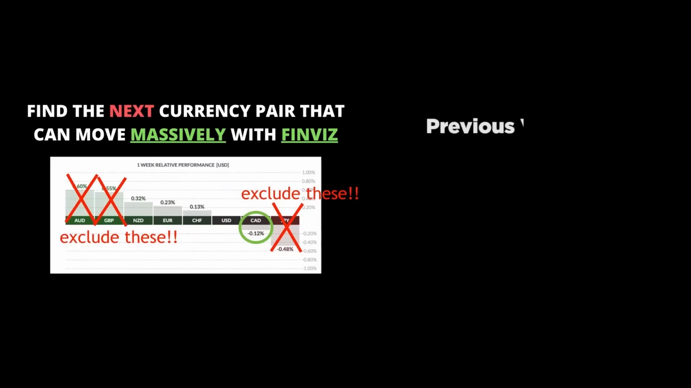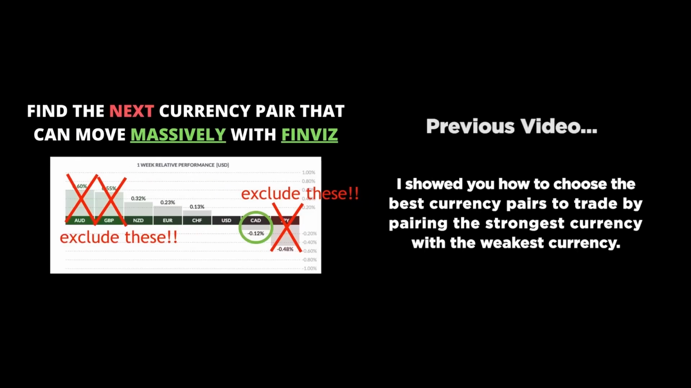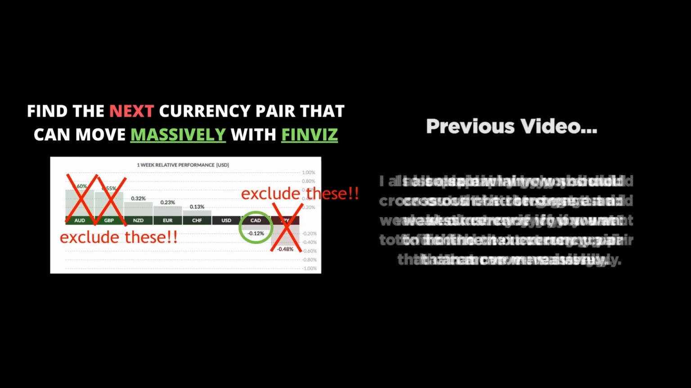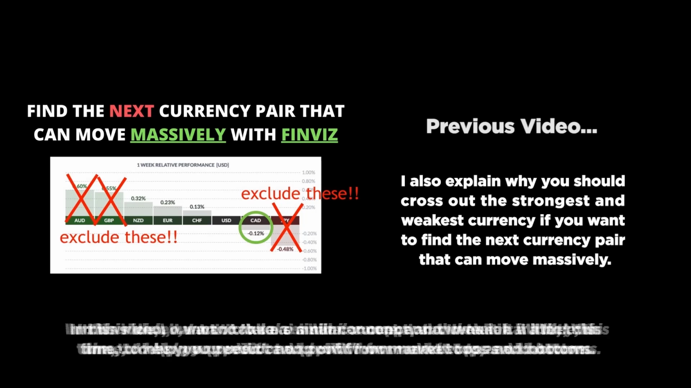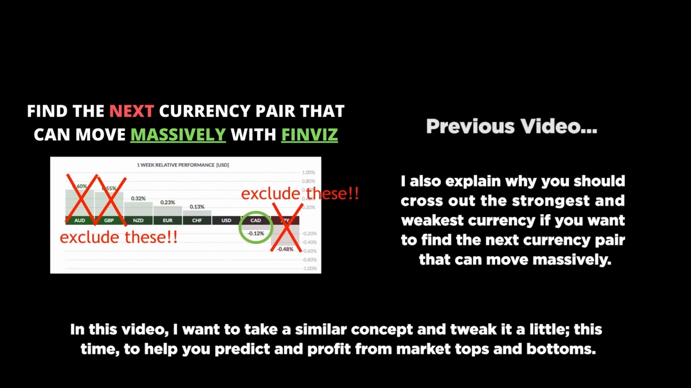So if you watched my previous video, I showed you how to choose the best currency pairs to trade by pairing the strongest currency with the weakest currency. I also explained why you should cross out the strongest and weakest currency if you want to find the next currency pair that can move massively. There's really a lot of value in those videos and I won't touch on it in this video. But in this video, I want to take a similar concept and tweak it a little. This time to help you predict and profit from market tops and bottoms.